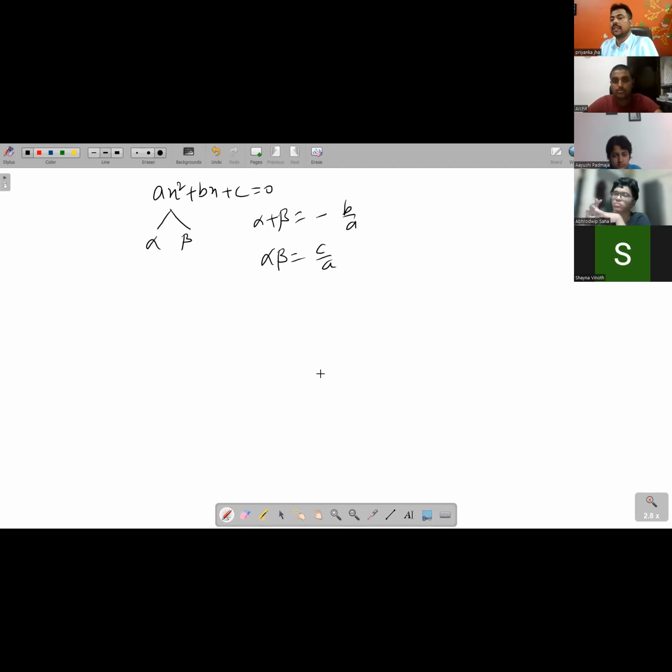Any quadratic equation can be written in factor form. How? Suppose ax square plus bx plus c. This can also be written as, see, the leading coefficient is a, so keep a outside, and then x minus first root into x minus second root. So any equation, not only quadratic, cubic, 4 degree, 5 degree, all equations can be written in the form of its roots. This is called factor form. This is one point.